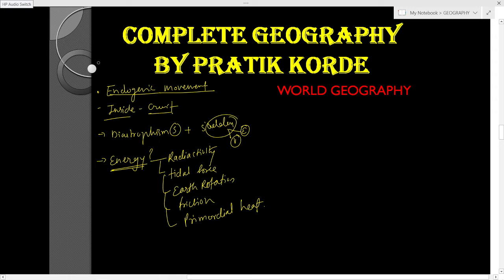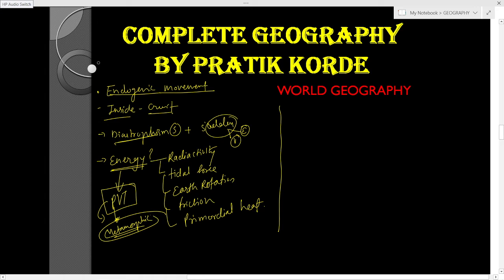Okay. Now this energy, due to geothermal gradient and heat flow from within, induces diastrophism, that is slow movement, and volcanism, which is sudden movement in the lithosphere, and hence this causes PVT, that is pressure, volume, and temperature changes, and hence the rocks will be converted into metamorphic rock. Okay, because there is PVT change happening. Now we'll talk about the slow movement. These are the energies which we have talked about. Now we'll talk about diastrophism or slow movement.